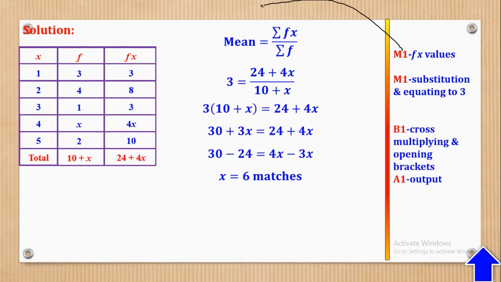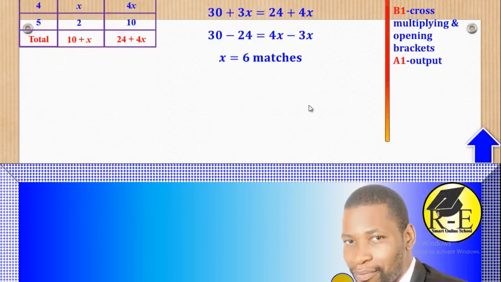So M1 is for you to generate the values of fx, and another M1 is for you to substitute in the formula for mean and equate to 3, which was given in the question. Then B1 is for cross multiplying and opening brackets, so it is given in this step, and A1 is for the output, which is there. So basically that's how the marks could be awarded.